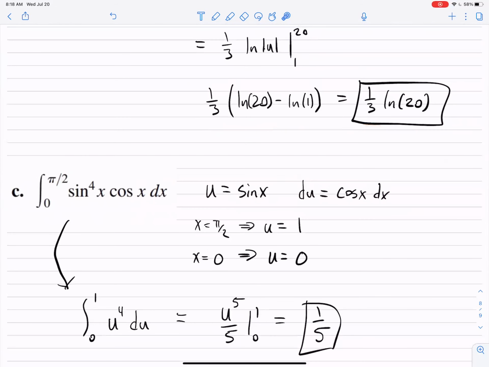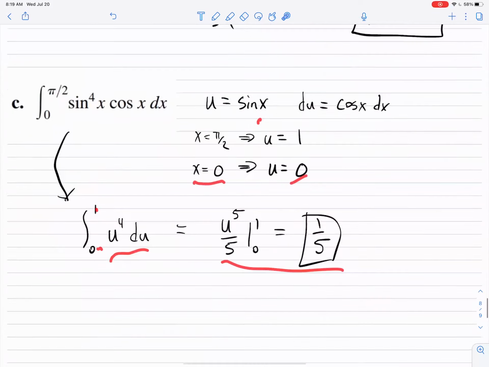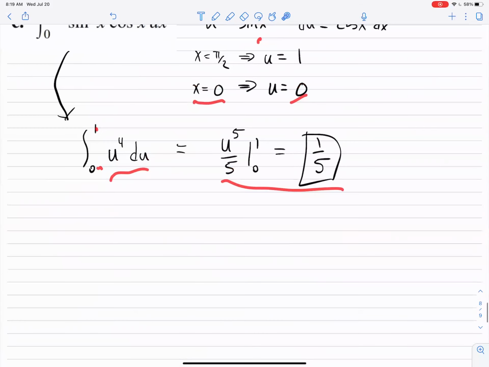Let's do this one again. I like to change the bounds at the beginning. It's just easier. So u is sine of x because it's sine to the 4th, and du is cosine x dx. When x is pi over 2, you plug that into sine and you get 1. When x is 0, u is 0. So it's the integral from 0 to 1 of u to the 4th du, which is that. Super straightforward, nothing crazy.